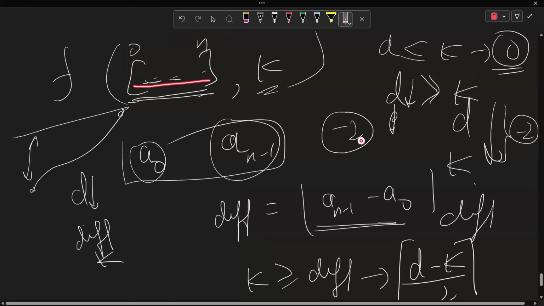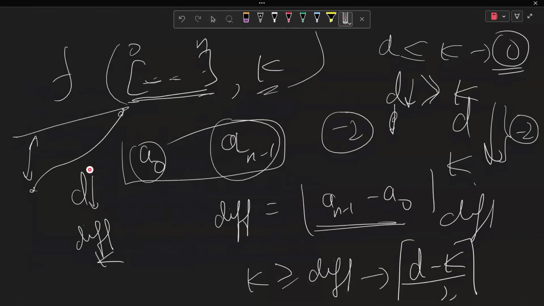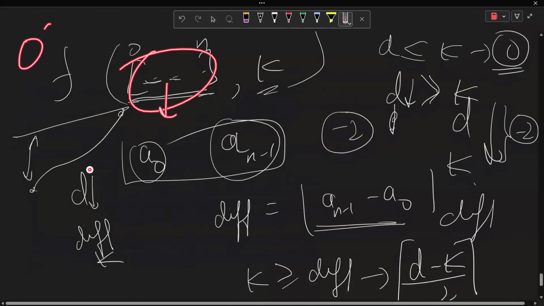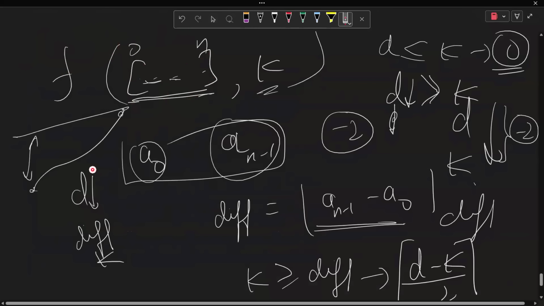But for the harder version, your constraints are n is 2e5 and q is 2e5. So for the harder version, for every query, if you are taking O of n time to calculate this difference for every range, then O of n into q would give you TLE. For the easier version, you can do that, that would be okay. So for the harder version, that would give you TLE. So how can you compute the difference for a range?